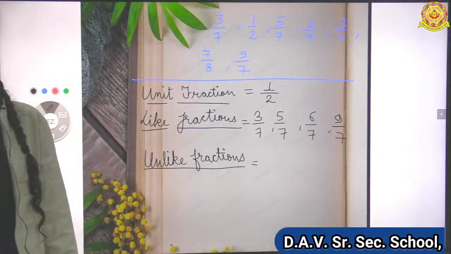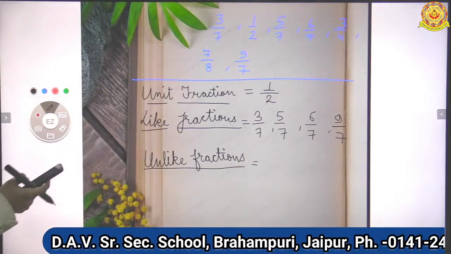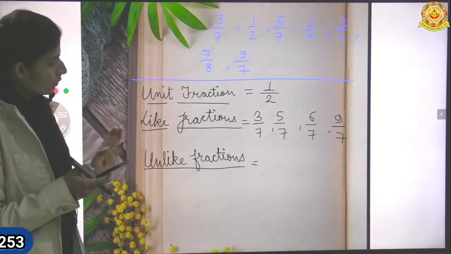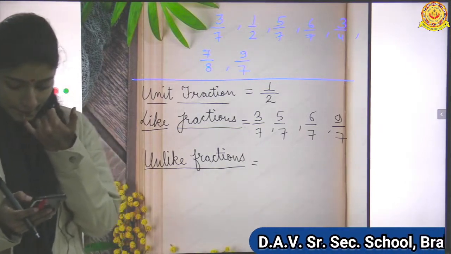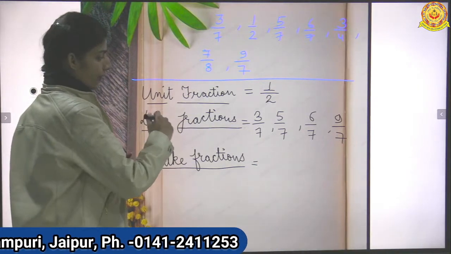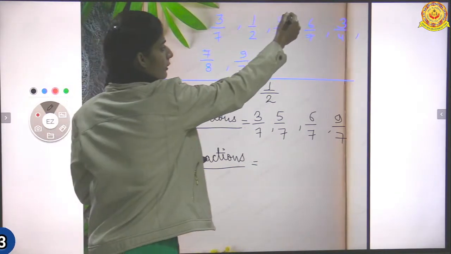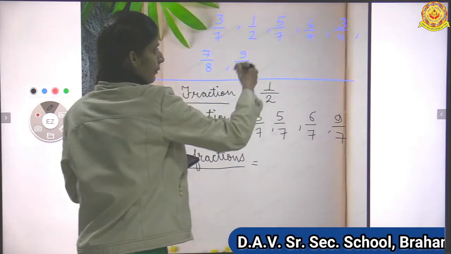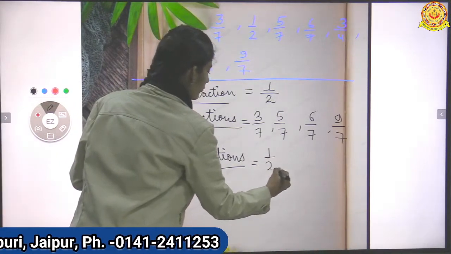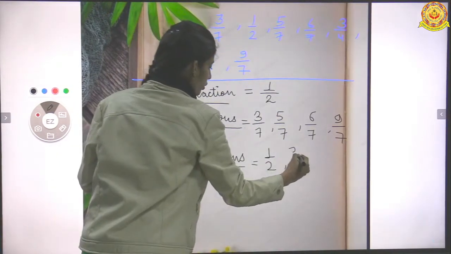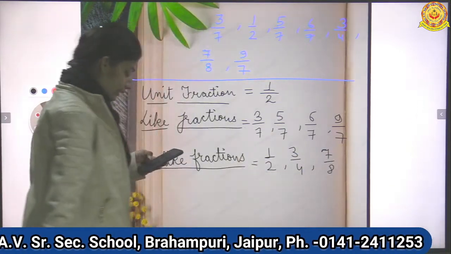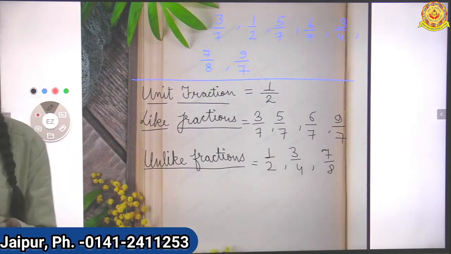Unlike fractions, please tell me how many fractions are unlike here. 1, 2, 3. Okay, now do one thing. Just skip the like fractions. 3/7 is like fraction. 5/7 is like. 6/7 like. 9/7 like. 3 fractions are left: 1/2, 3/4, and 7/8. All these 3 fractions have different denominators.